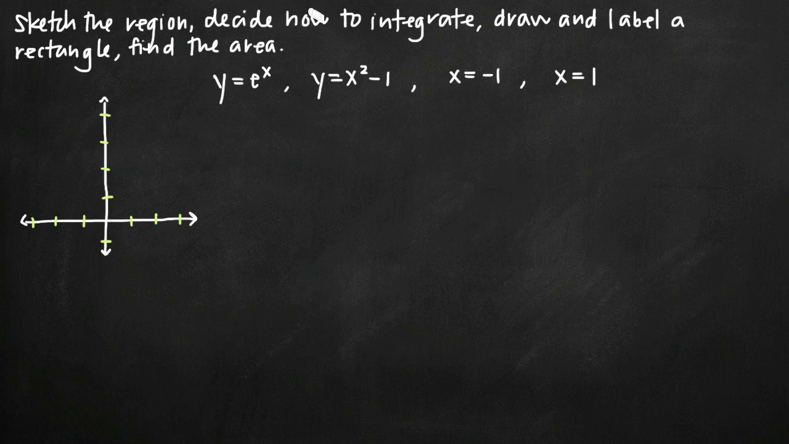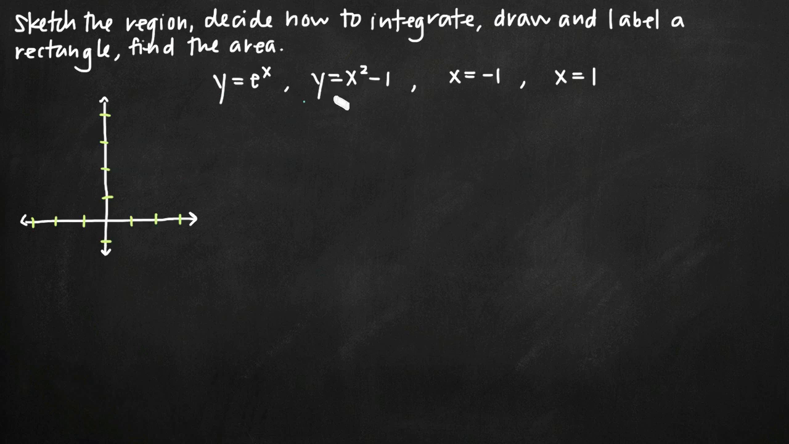So we've got 4 little steps here. The first one is to sketch the area of the region. We've been given 4 curves: y equals e to the x, y equals x squared minus 1, x equals -1, and x equals +1. So the first thing we need to do is sketch all 4 of those curves. That'll give us a picture of the region enclosed by the curves.